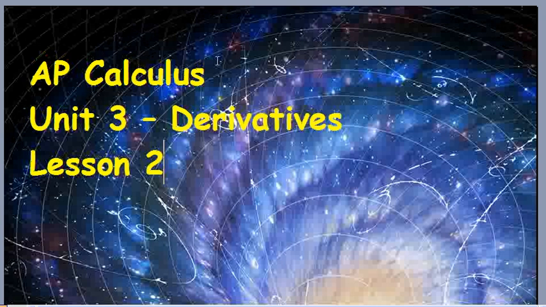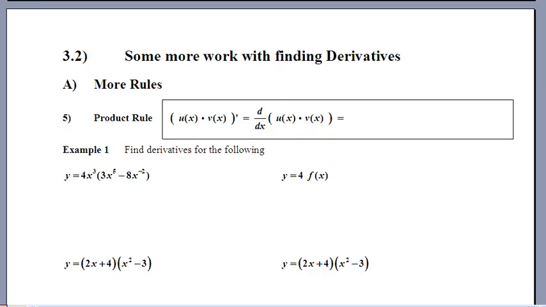This video is our second lesson for Unit 3 where we're looking at derivatives, and we're going to be looking at some more rules today that we can use to quickly find derivatives without having to do any limits. And we're going to start off with the product rule, which is what happens when you've got two chunks of algebra multiplied together. You can see the examples down below, and we're going to try to find the derivative of that.